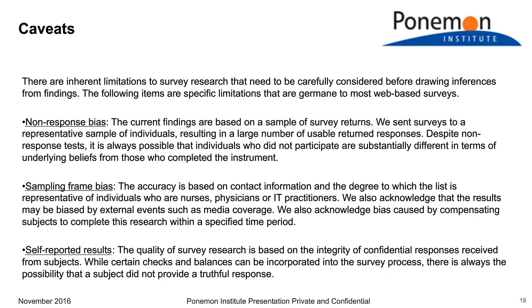The biggest biases are the non-response bias. The people who participate are different than the people who chose not to. We try to control for it and measure it, but it still could exist. Sampling frame bias is the bias that your sample is not representative of the entire population. Again, we try to manage that risk, but it's still possible it exists.